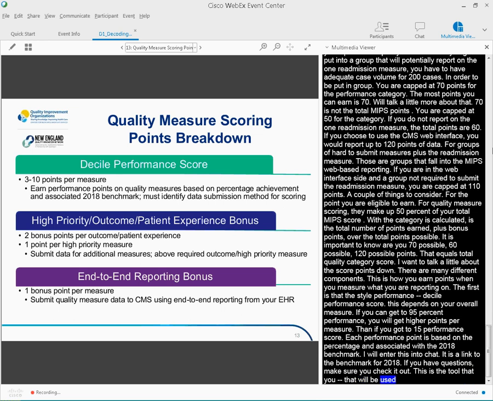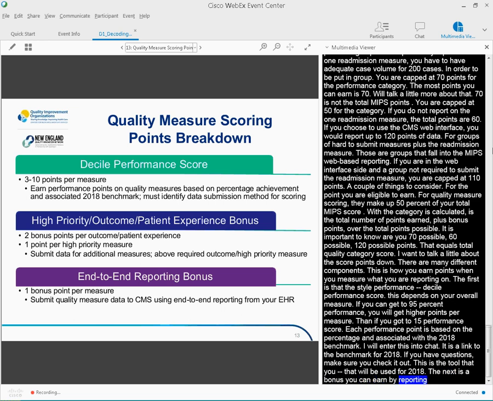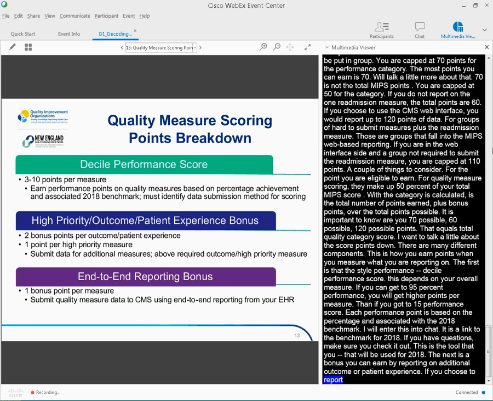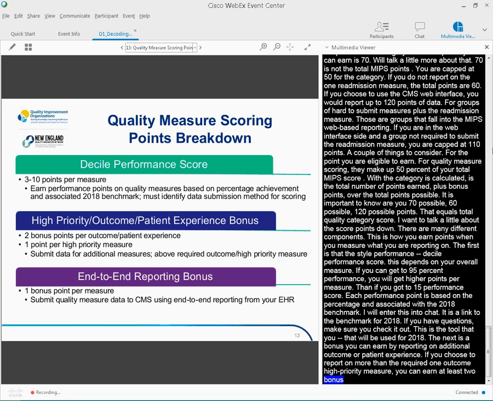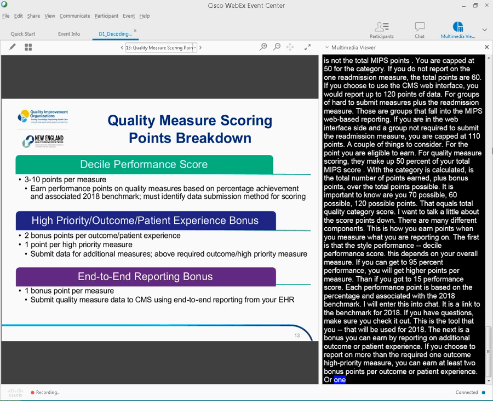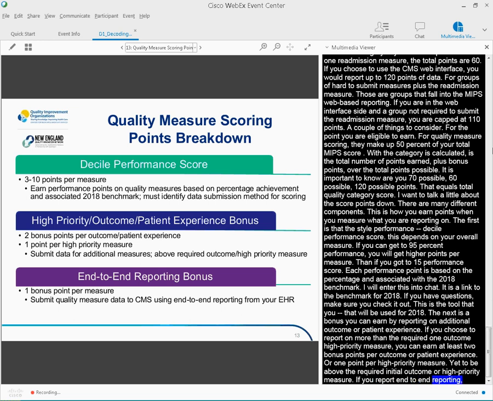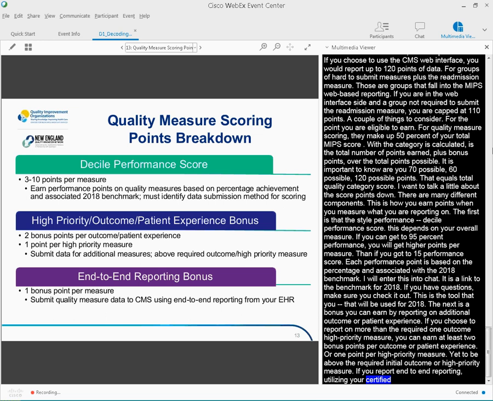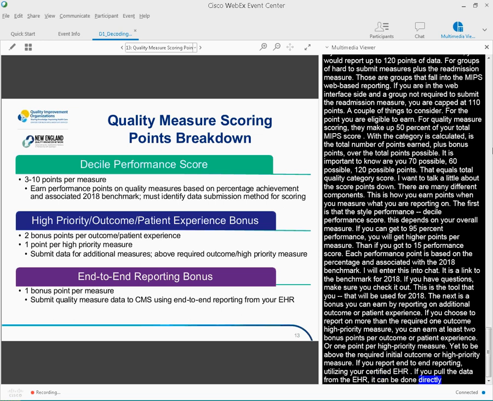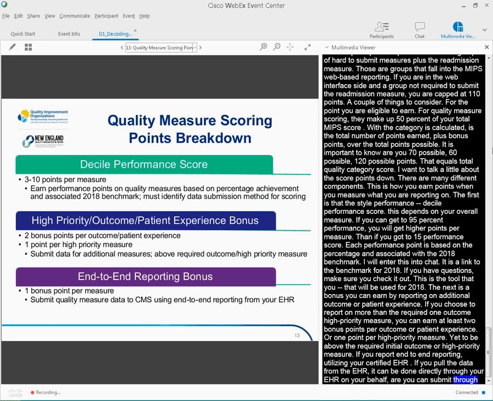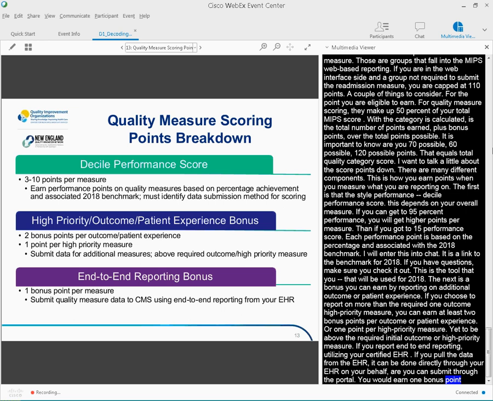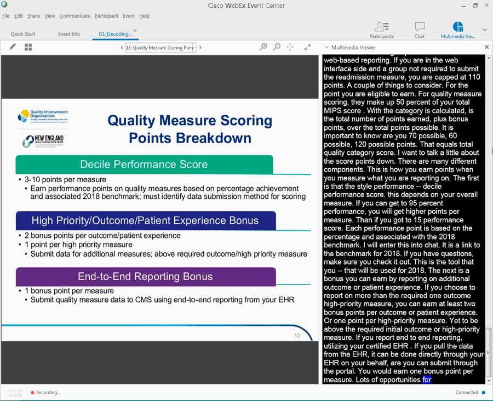The next is a bonus that you can earn by reporting on additional high-priority outcome or patient experience measures. If you choose to report on more than that required one outcome or high-priority measure, you can earn at least 2 bonus points per outcome or patient experience measure you report on, or 1 point for additional high-priority measures. Again, you'd have to be above that required initial outcome or high-priority measure. If you report end-to-end reporting, so this is utilizing your certified EHR, electronic health record, to report that data, you just basically pull the data right from the EHR and submit it to CMS. That can either be done directly through your EHR on your behalf, or you can submit that QRDA3 file through the portal. You would earn 1 bonus point per measure. So lots of opportunities to get additional points if perhaps your overall decile performance score isn't quite where you want it to be. So lots of things to consider.